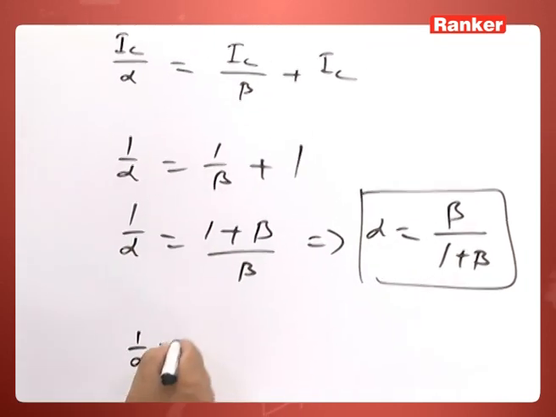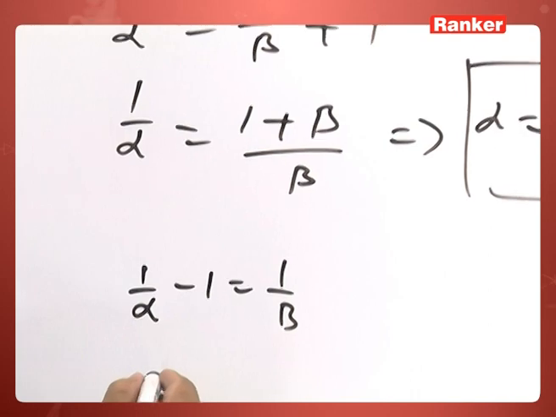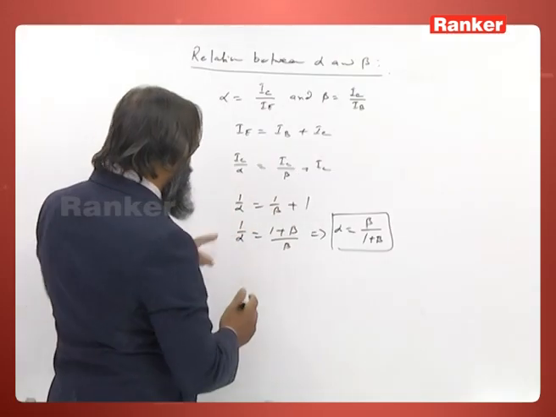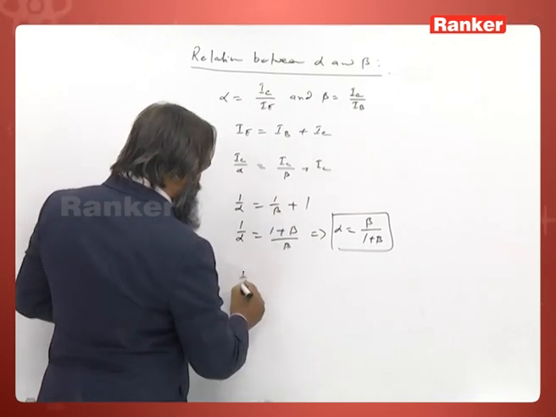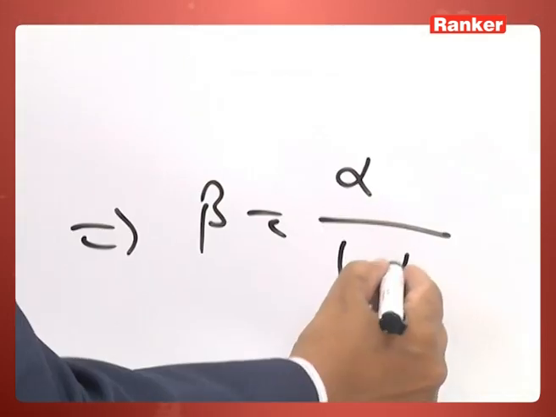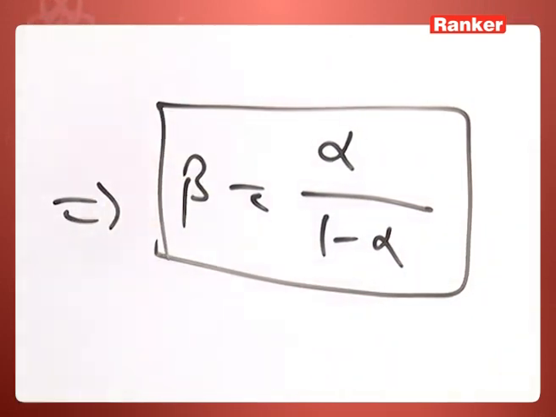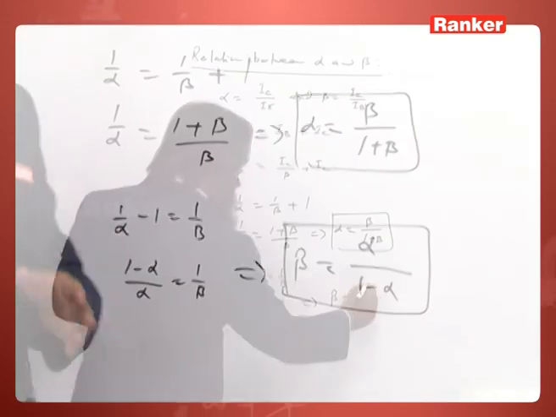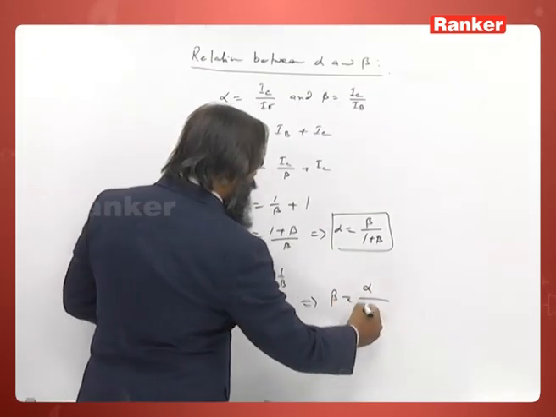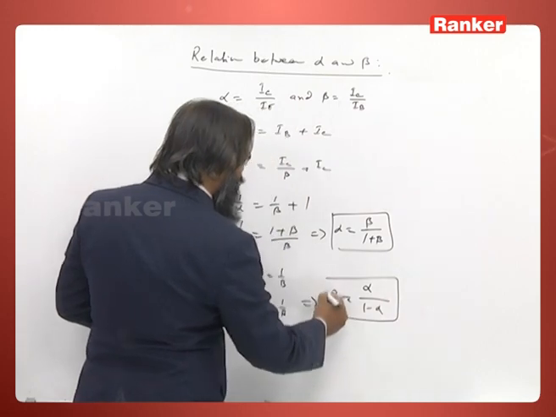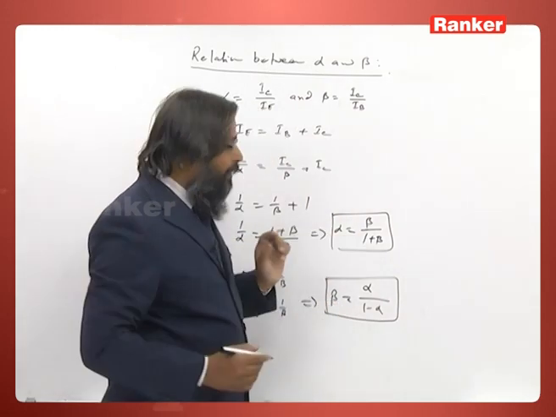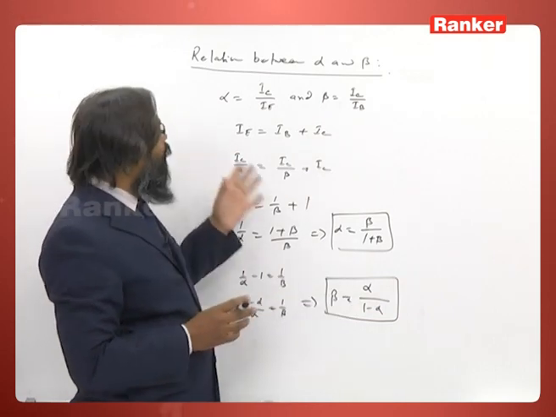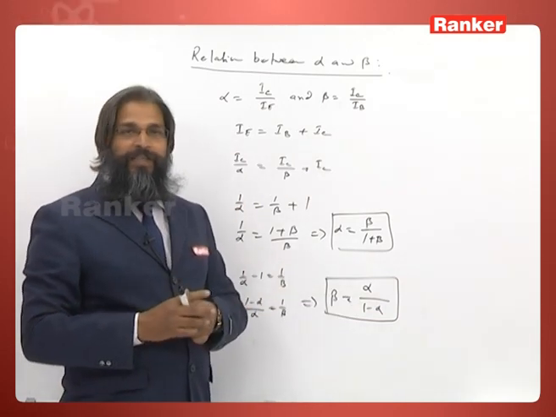Now, if you want to write beta in terms of alpha, we start from here. 1 by alpha minus 1 is 1 by beta. So, 1 minus alpha by alpha is equal to 1 by beta, which implies beta is equal to alpha by 1 minus alpha. So, either alpha can be written in terms of beta or beta can be written in terms of alpha. This is how alpha and beta are related.